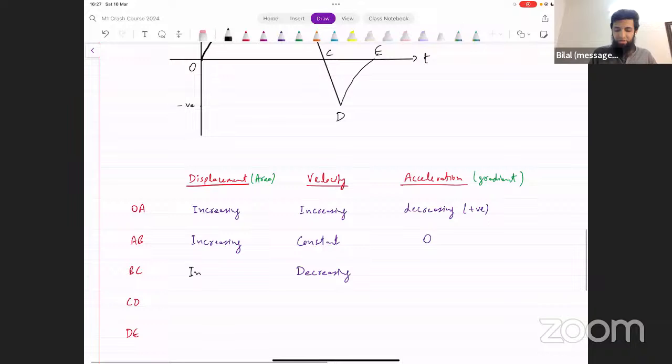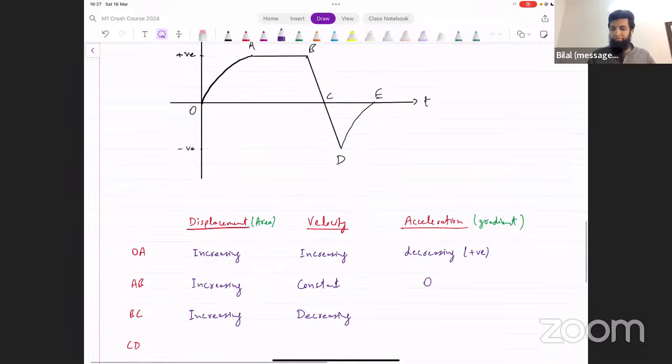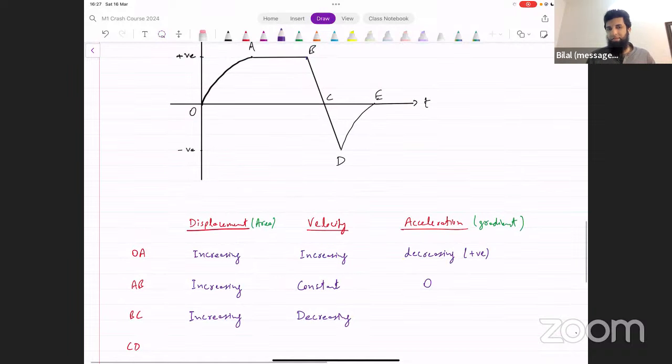What about acceleration? And that's decreasing. Negative. It's a negative value, yes, but is it decreasing? It's a straight line. B to C is a straight line. Gradient of this line is constant. That means the acceleration is also constant. Okay, this understanding is really important.